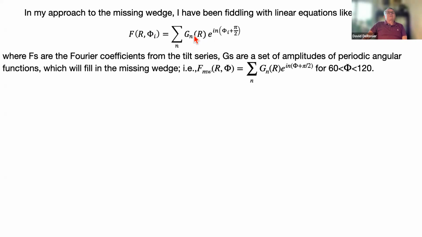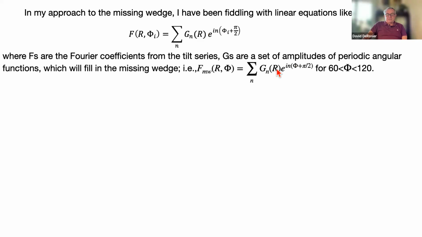So what we're going to do is to have this as the data, and these are the unknowns, and these terms form a matrix that operates on these terms to generate those. So what we want to do is to invert the set of equations. And when we've determined the g's, we can then compute the Fourier coefficients in the missing wedge using this formula.